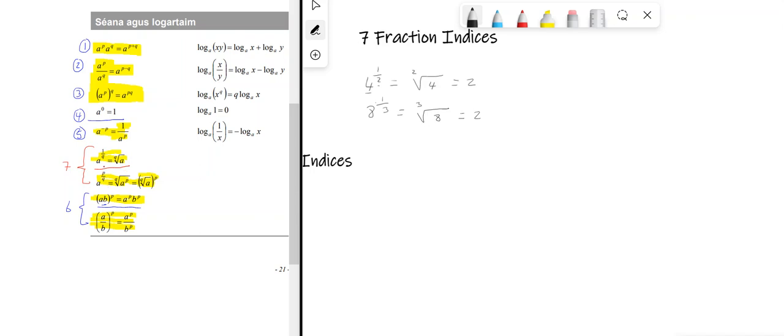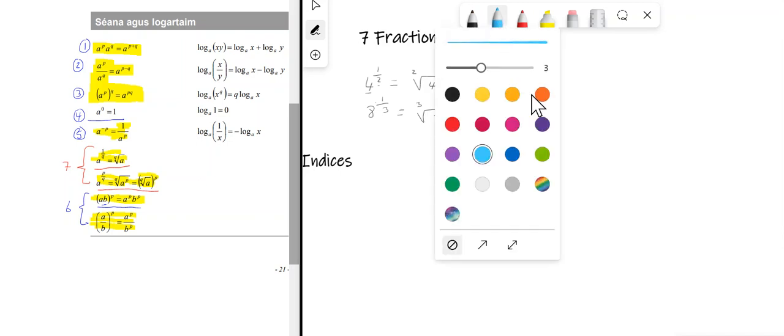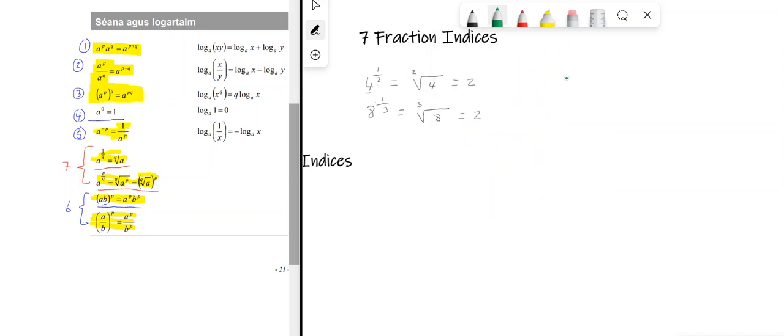The next one then is this guy here. It looks a little bit complicated, but it's not. So basically, if we had something like, imagine I have 4 to the power of 2 over 3. If we have a look at this piece down here, what's that going to look like?